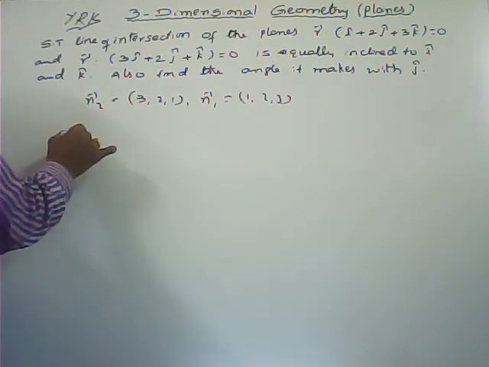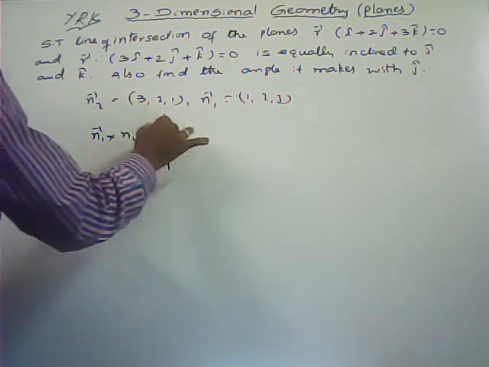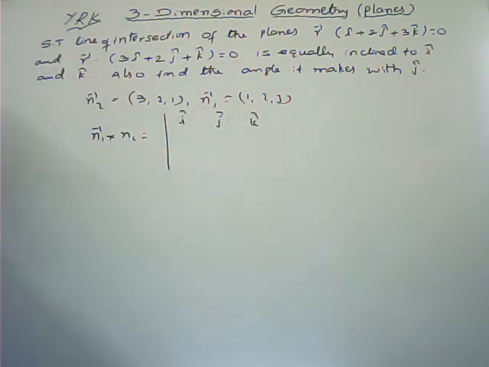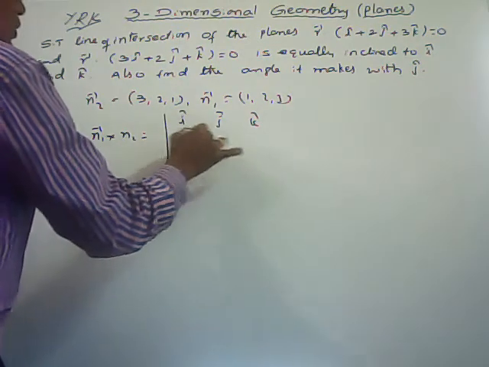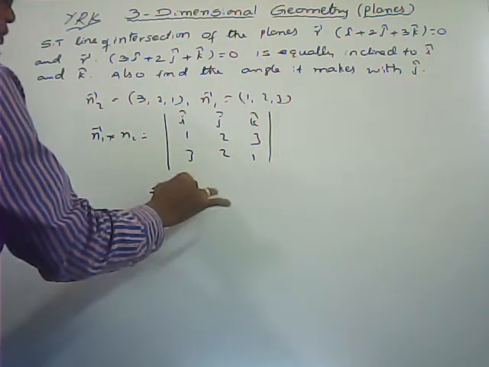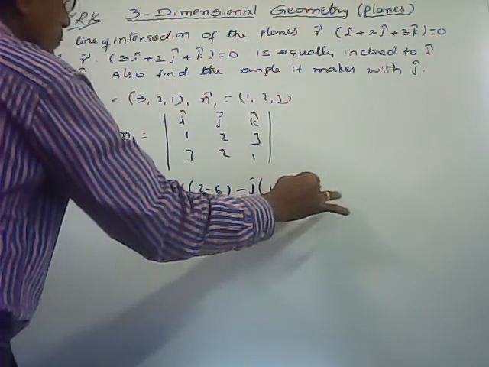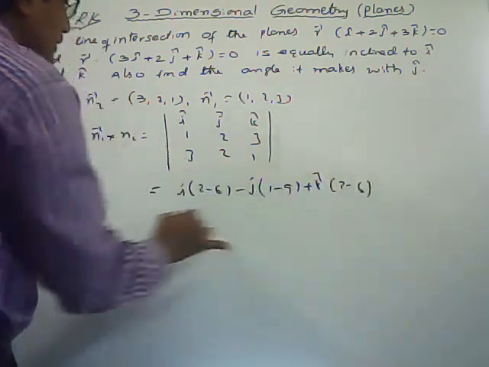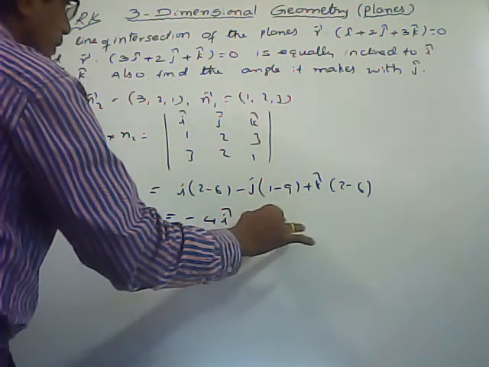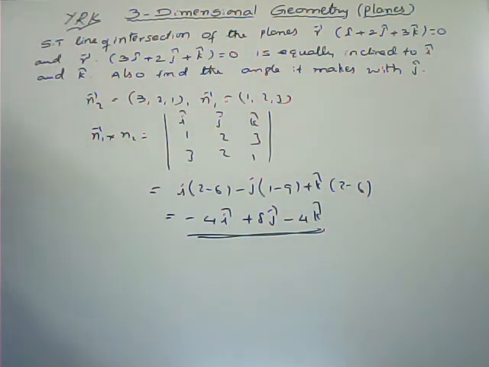Now, what about n1 bar cross n2 bar? That is equal to the determinant of i, j, k. We have already done this in vectors. So n1 bar is 1, 2, 3 and n2 bar is 3, 2, 1. You can expand this: i cap into 2 minus 6, minus j cap into 1 minus 9, plus k cap into 2 minus 6. That is minus 4 i cap plus 8 j cap minus 4 k cap. So the line of intersection is in this direction.